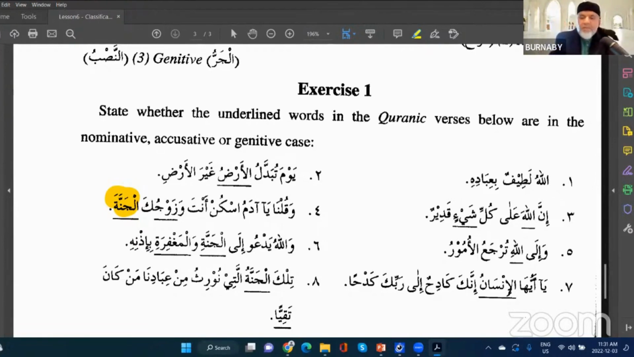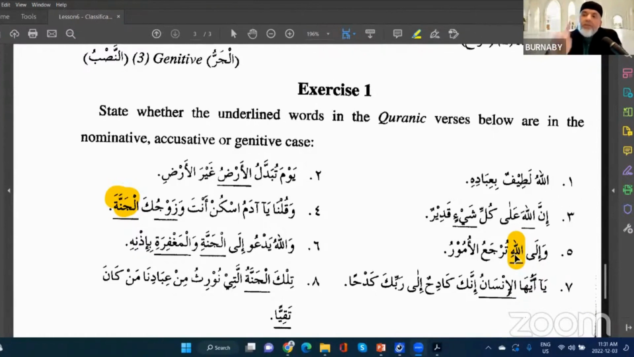Okay, good. Brother Shaukat, in number 5, Ilallahi. What is the status of Allah here? Okay, Sister Unaiza, what is the status of Allah here? Jar. How do you know? Because of the kasra there.